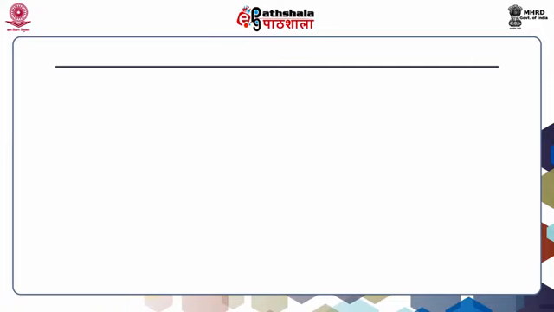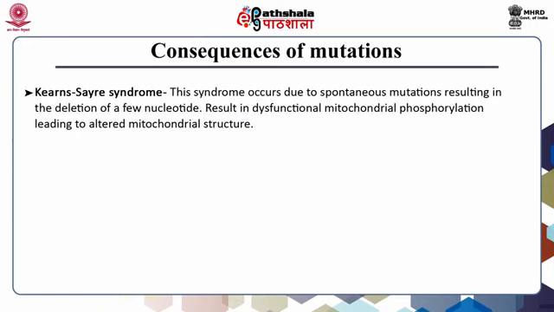Having understood this, we should know about some of the major mutation diseases. One is called Kearns-Sayre syndrome. This syndrome occurs due to spontaneous mutation resulting in deletion of a few nucleotides. The result of this deletion of nucleotides is dysfunctional mitochondrial phosphorylation leading to altered mitochondrial structure.